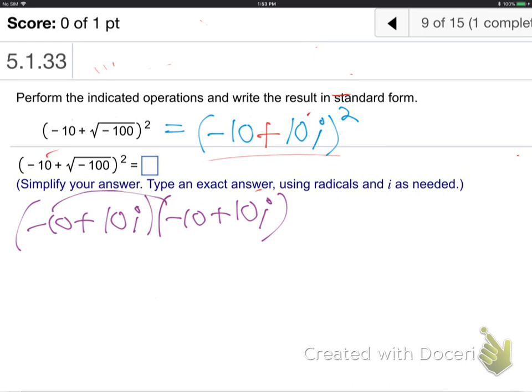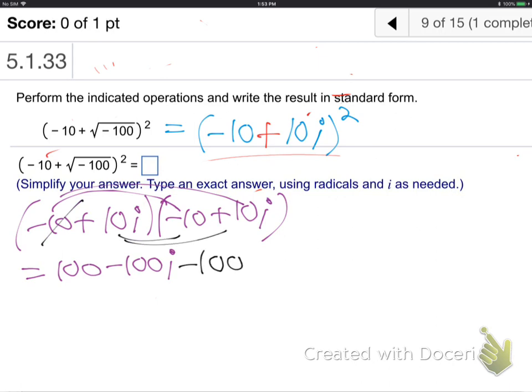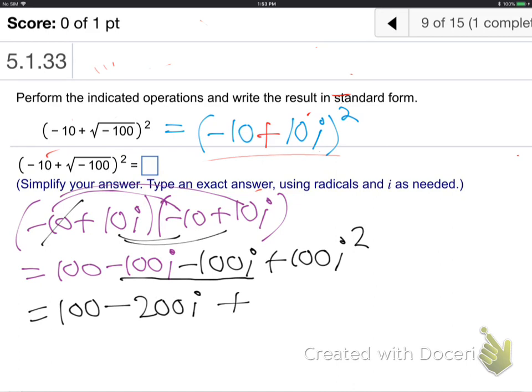So here we go. Boom, boom. So we'll get 100 minus 100i. Boom, boom. Minus 100i plus 100i squared. Good so far? So I just foiled on through there. First to both, second to both. Now, can we combine like terms? The middle, that's minus 200i. Now, what do we do with that 100i squared?